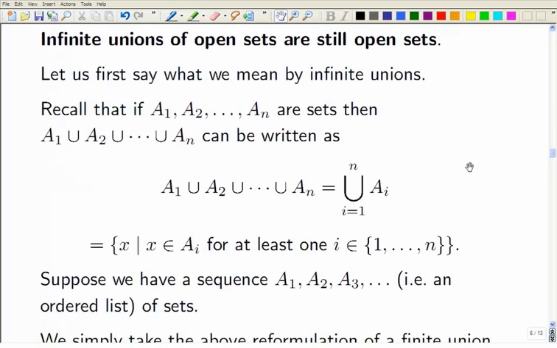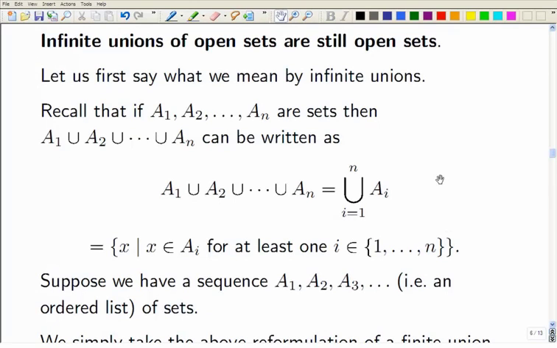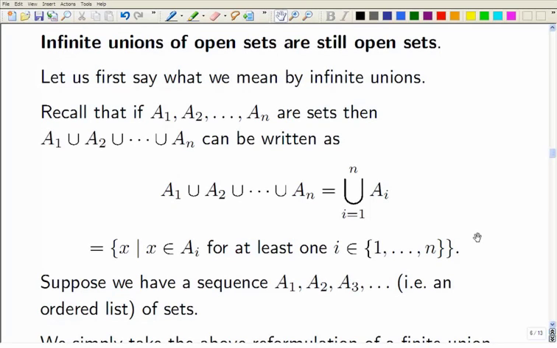So what are infinite unions? Well, we're perfectly happy with taking a union of finitely many sets, just by saying A1 union A2 union, and so on. And here's one of the formulations of it. It means that you should be in at least one of the sets Ai. To be in the union, you have to be in at least one of the relevant sets.